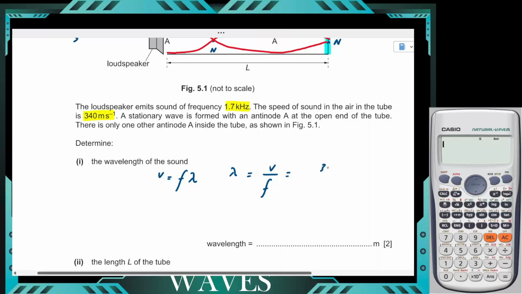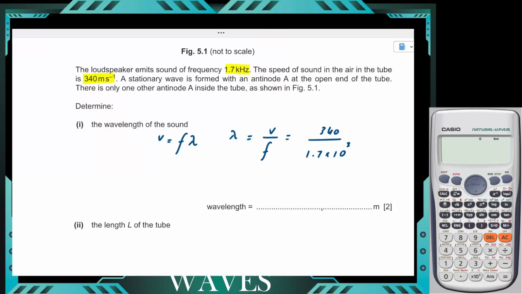Speed is 340 meters per second divided by frequency, 1.7 times 10 to the power 3. So if you hit it on the calculator as it is, you'll get 0.20. Alright, so this is what we get for the first part. The wavelength of the wave is 0.20 meters. Now what is the length of the tube?